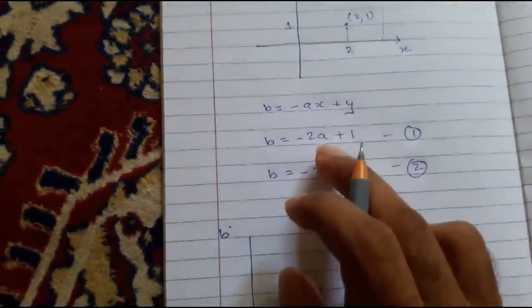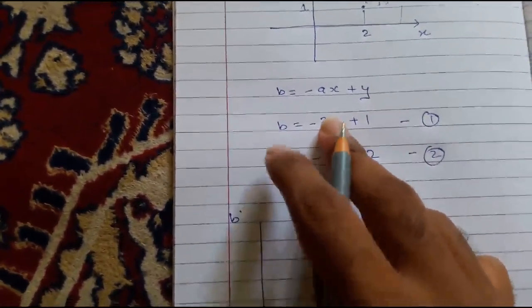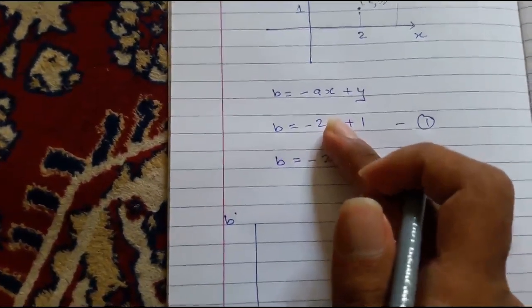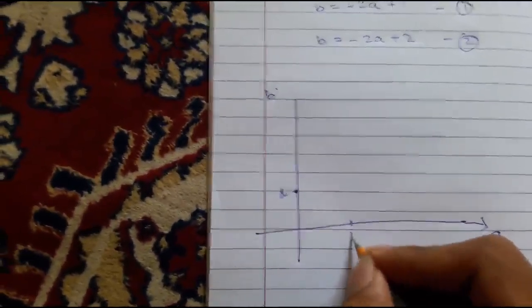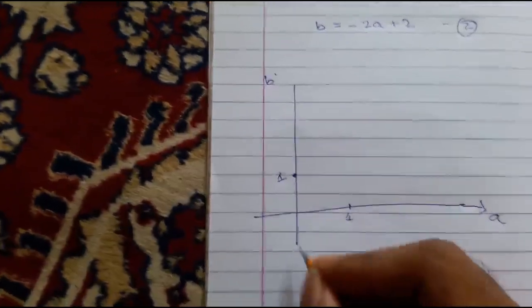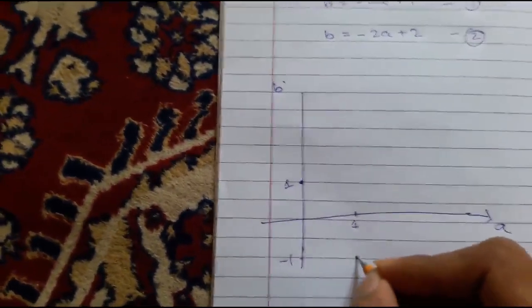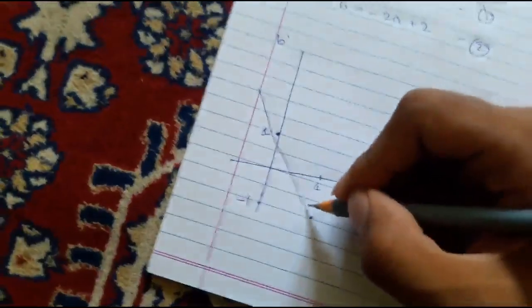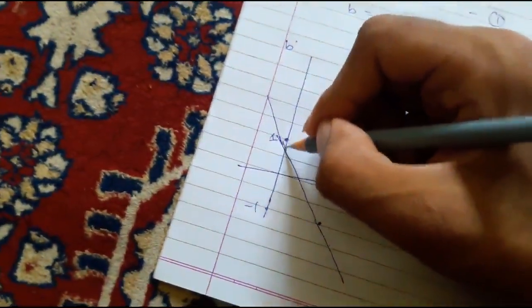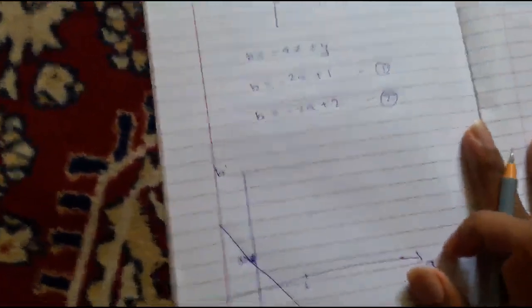Now next, suppose a is equal to 1. When a is equal to 1, you get b is equal to minus 2 plus 1, which is minus 1. So if this is 1, this will be minus 1. So this is the point, and basically you get a line like this. So this is the line that we get.